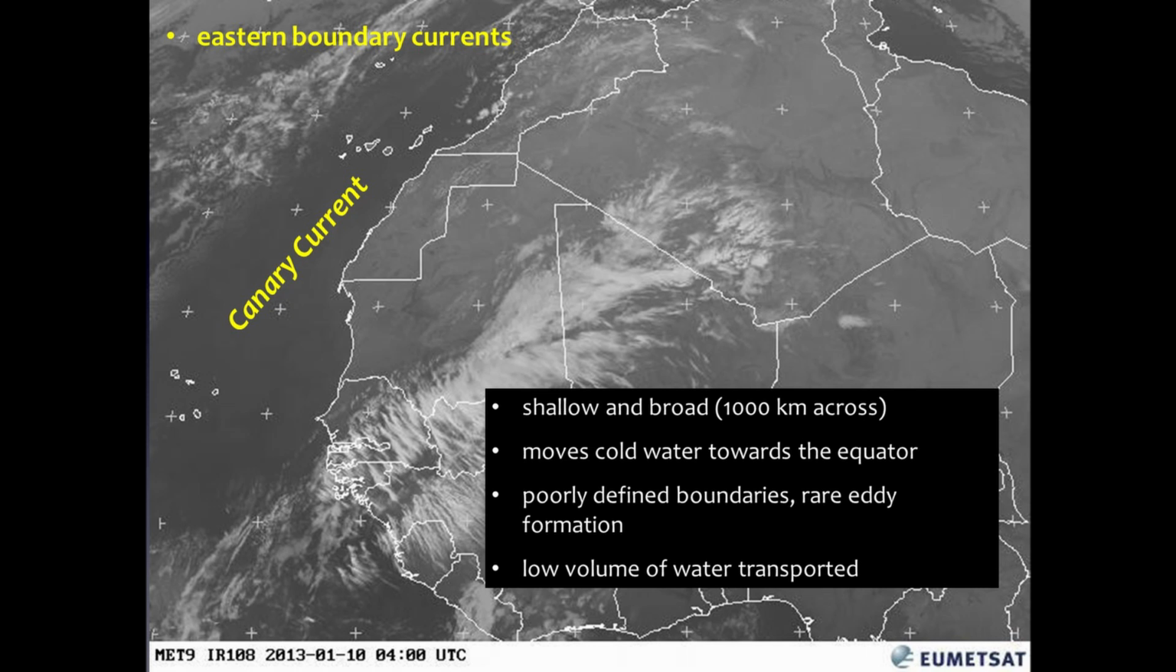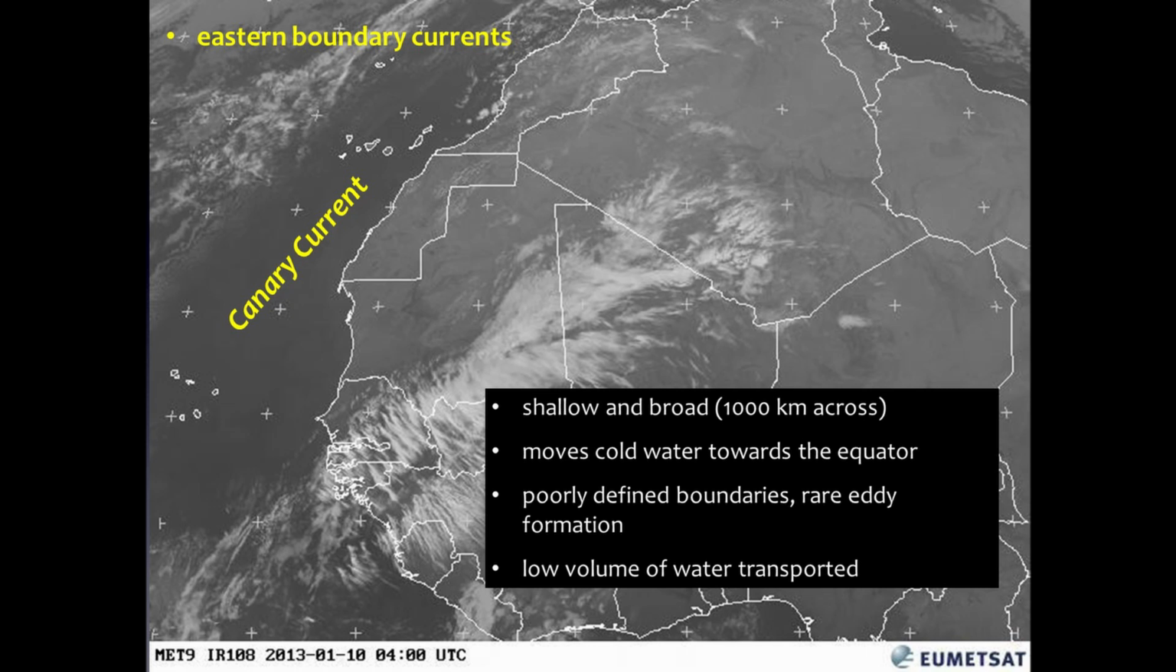The boundaries between the currents aren't as defined as we might have seen in the examples of the Gulf Stream that we looked at. And we see that there's very little formation of eddies, and not a lot of water is transported within these currents. They don't move as quickly as the western boundary currents do, and because they're shallow, they don't move quite as much water as well. Another thing to note here, a little bit more significant than the absence of clouds over the Gulf Stream, is a complete absence of clouds over the Canary Current.